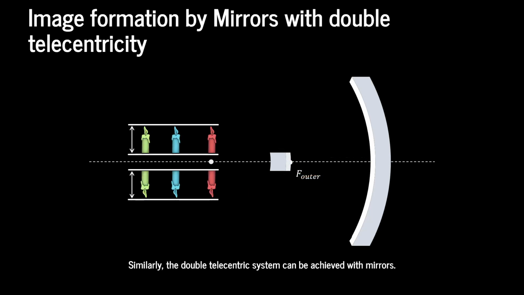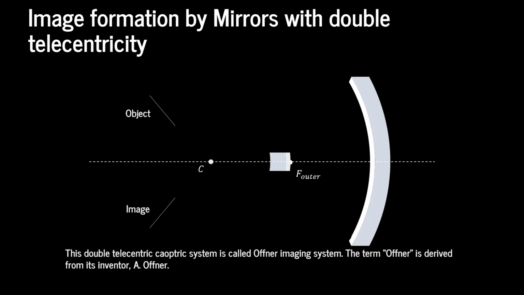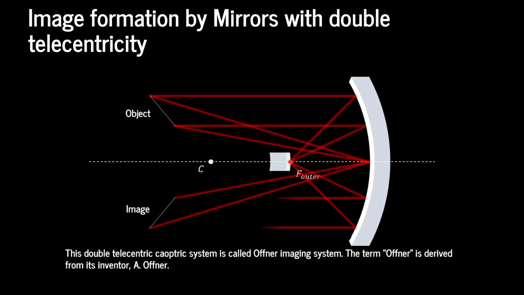Similarly, the double telecentric system can be achieved with mirrors. This double telecentric catadioptric system is called the Offner imaging system. The term Offner is derived from its inventor, A. Offner.